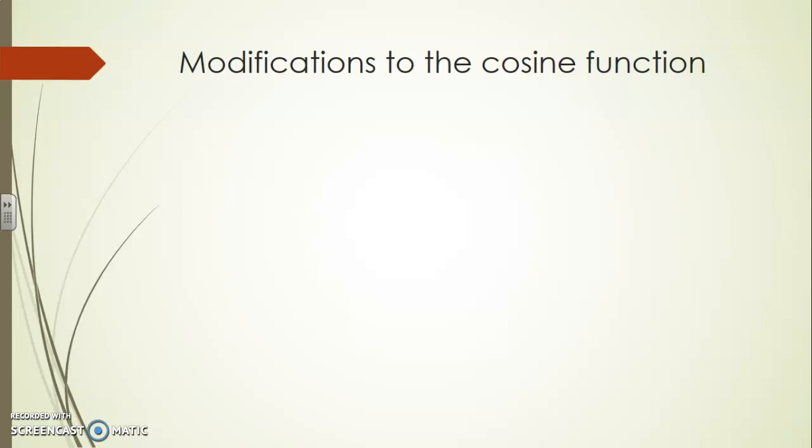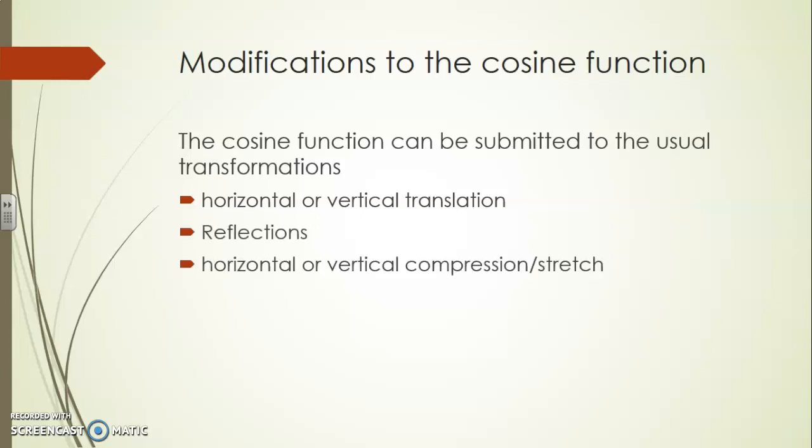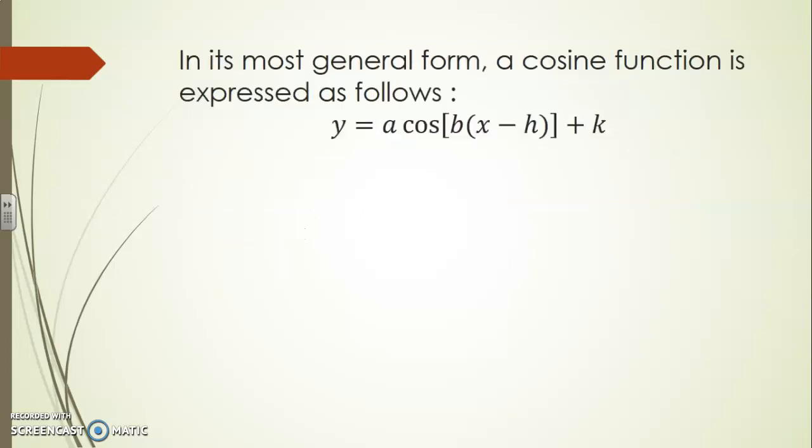When it comes to modifications to the cosine function, we can submit the cosine function to the usual transformations we've seen before: horizontal and vertical translations, reflections, horizontal and vertical compressions or stretches. So in a more general format, a cosine function could be expressed as y equals a cos of b times (x minus h) plus k. Now obviously the graph of this function in its more general aspect will differ slightly from the basic cosine we presented earlier.